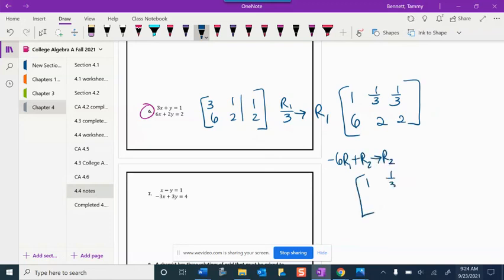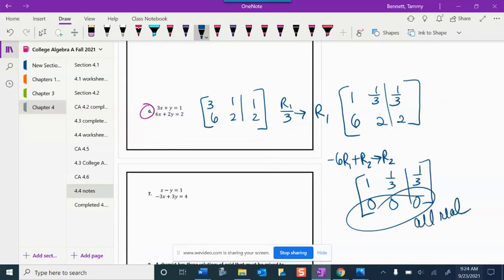So 1, 1/3, 1/3. -6 times 1 is -6 plus 6 is 0. 1/3 times -6 is -2 plus 2 is 0. This also gives me 0. I have a row of zeros, which means all real numbers. Then you just write x, y such that one of those equations, 3x plus y equals 1.